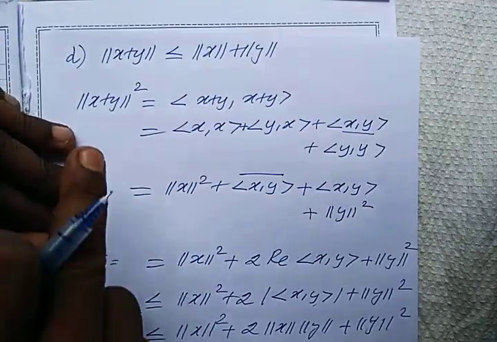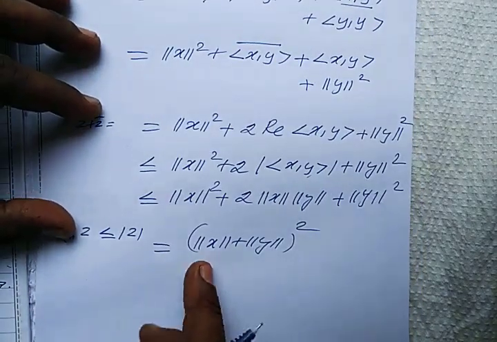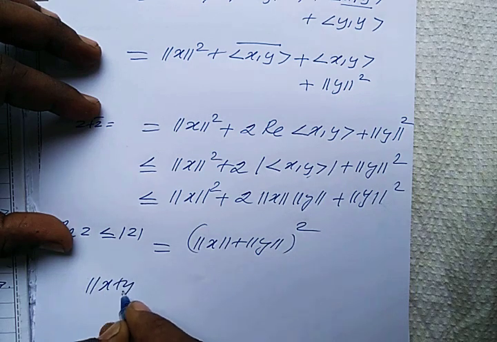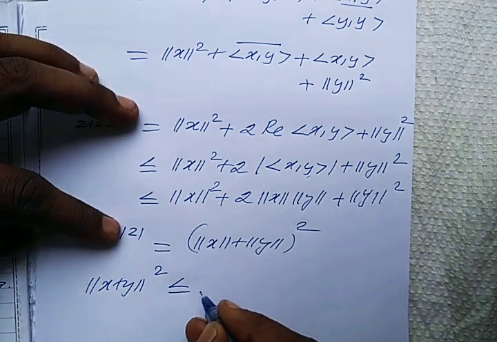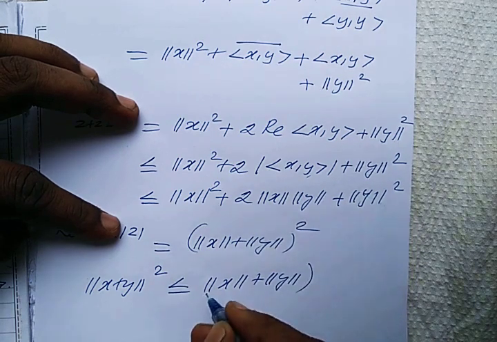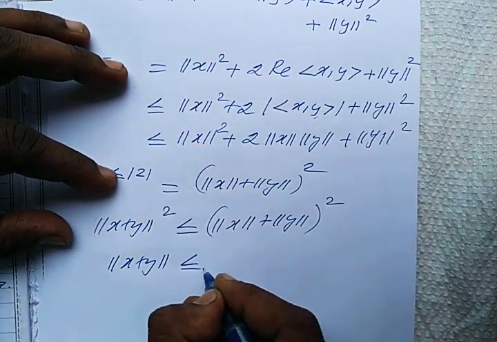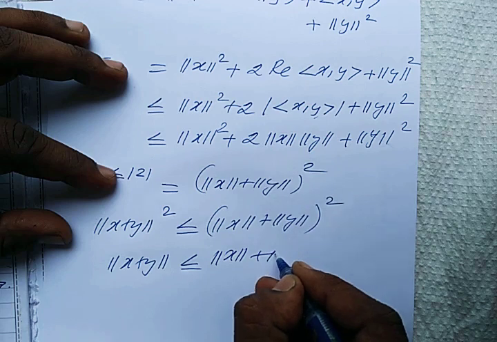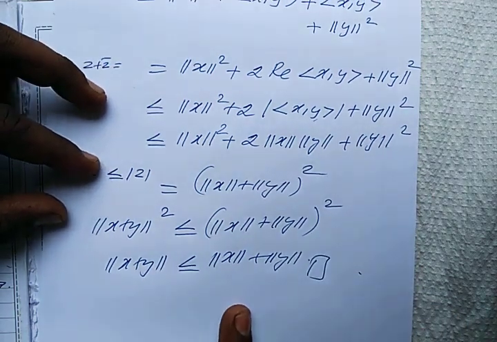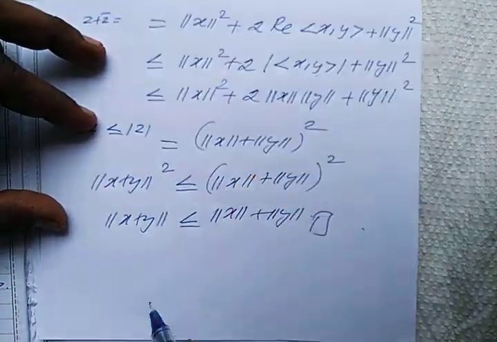We took the left hand side as norm x plus y the whole square, and the right hand side is this one. So we have arrived at norm x plus y the whole square is less than or equal to norm x plus norm y the whole square. So norm x plus y is less than or equal to norm x plus norm y. This is called the triangle inequality. We have used the Cauchy-Schwarz inequality to prove this.